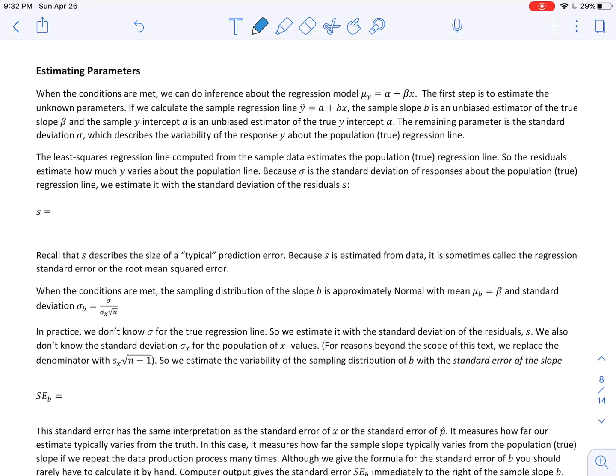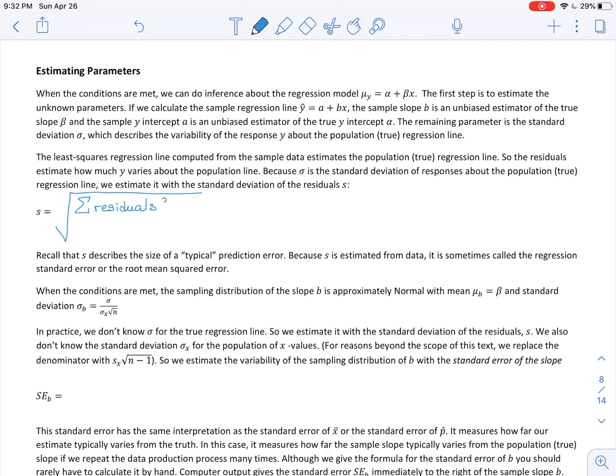Once you check your conditions, we can make estimates. Specifically, we're going to be estimating our population, the true slope beta. We could do others, but this is the one that mostly is of concern. So the least squares regression line computed from the sample data estimates the population regression line. The residuals estimate how much y varies about the population line. So sigma is the standard deviation of responses, so of all the responses about the regression. We can estimate it with the sample standard deviation of residuals. So this is our value of s.